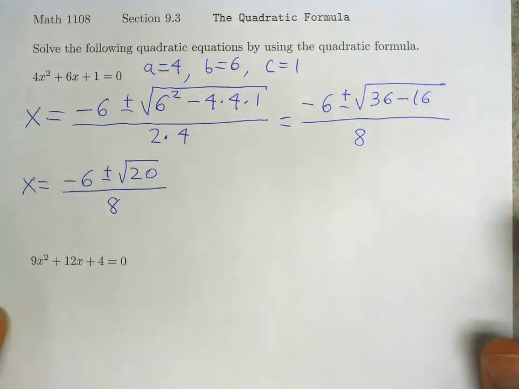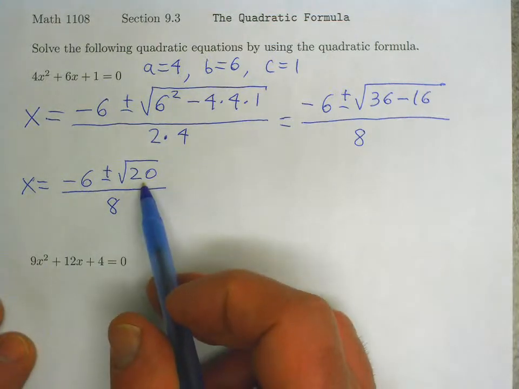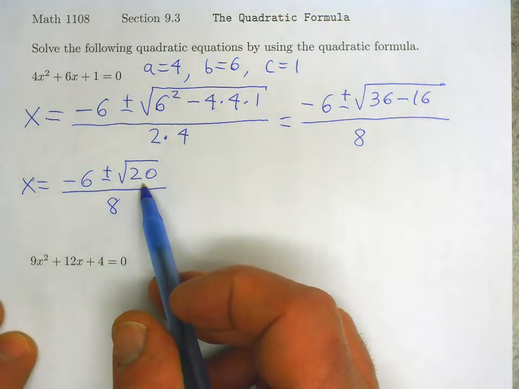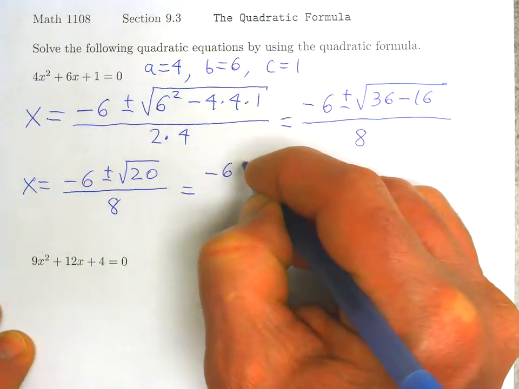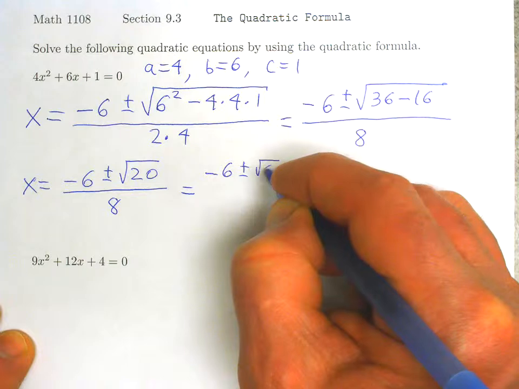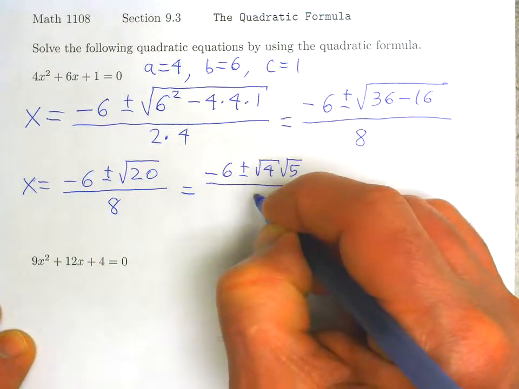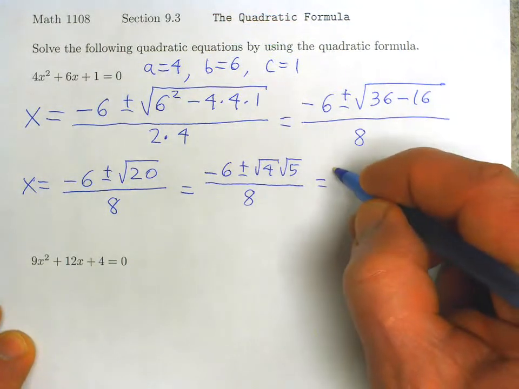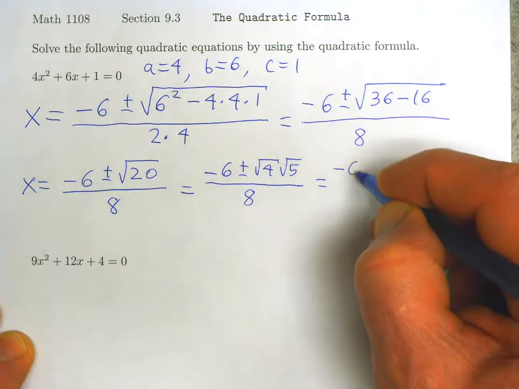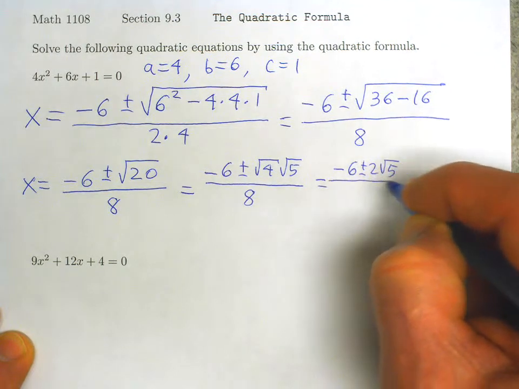The square root of 20 can be simplified. The largest factor of 20 that's a perfect square is 4. So we can write this as negative 6 plus and minus the square root of 4 times the square root of 5, all divided by 8. And then a couple of steps, negative 6 plus and minus 2 times the square root of 5, all divided by 8.